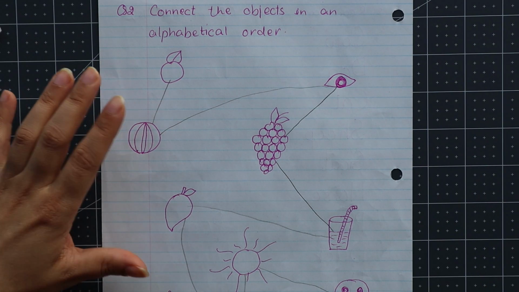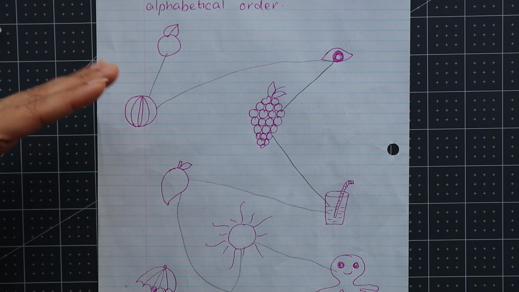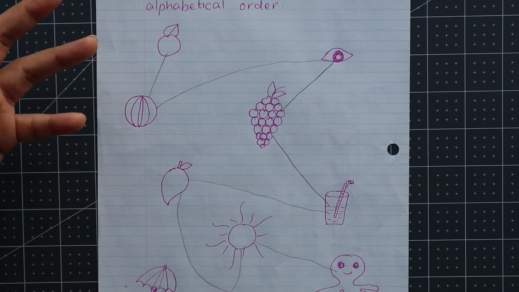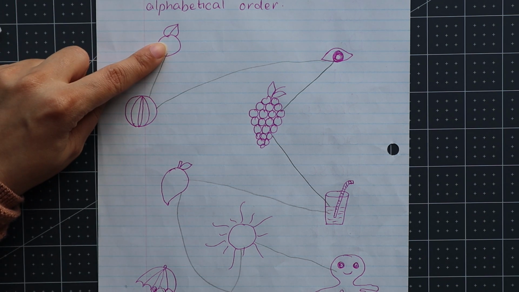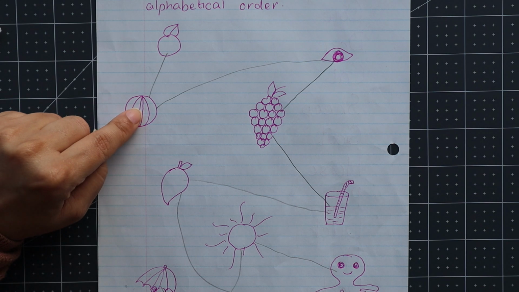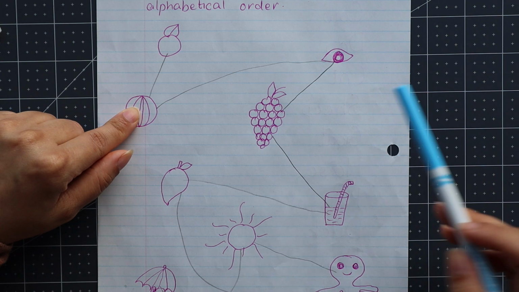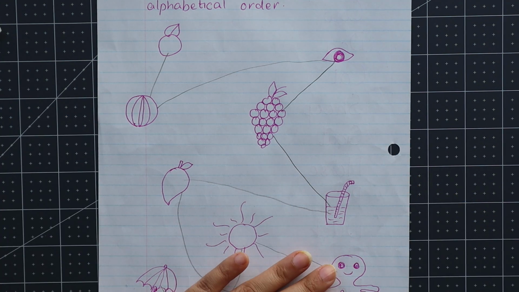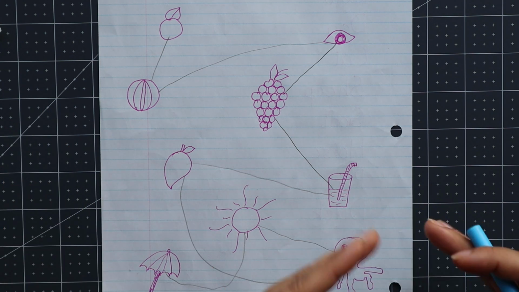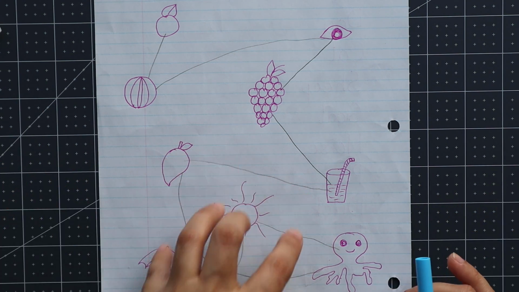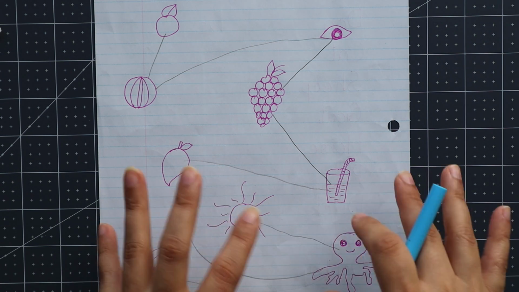Next we have connect the objects in alphabetical order. So what I did here is I drew a few random pictures, and I asked Chia to connect them in alphabetical order. Like this is apple, this is ball, so A, B, then C is missing, D is missing, then E. As you can see, I drew a few random pictures here, and she had to think about the alphabetical order, so which letter comes first. These kinds of brain boosting activities are really great, and kids really enjoy doing them.